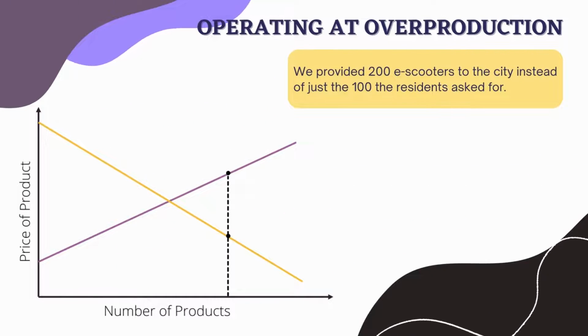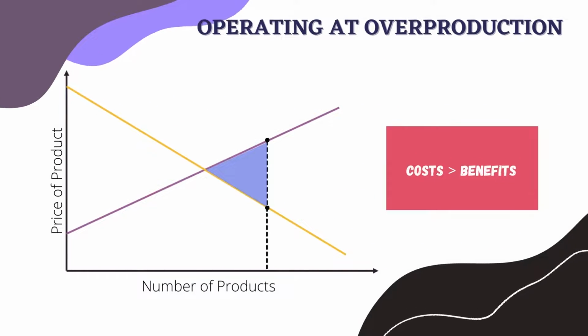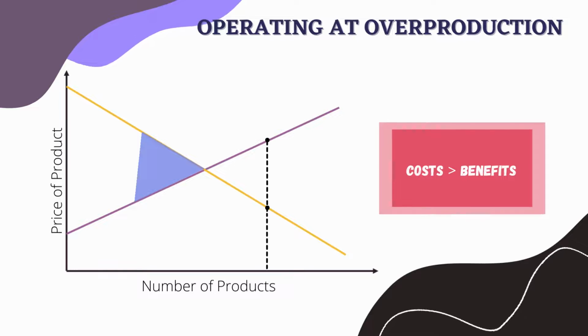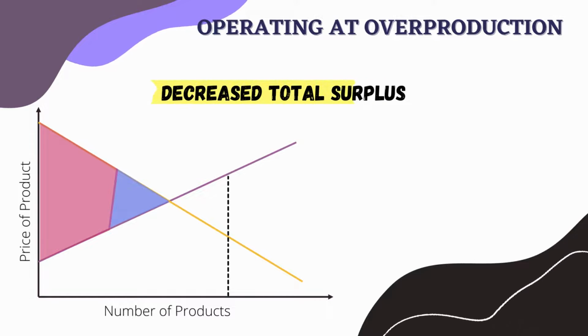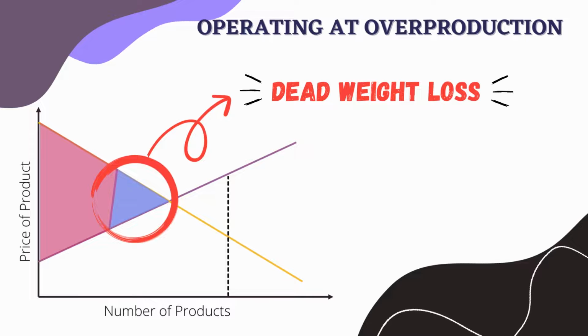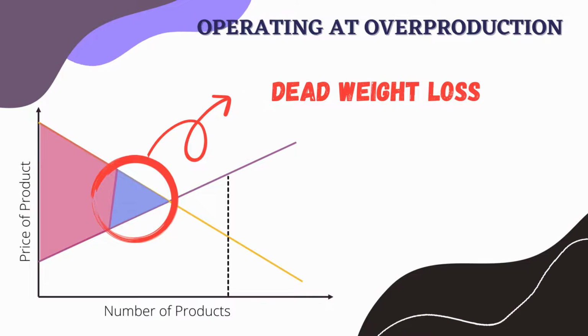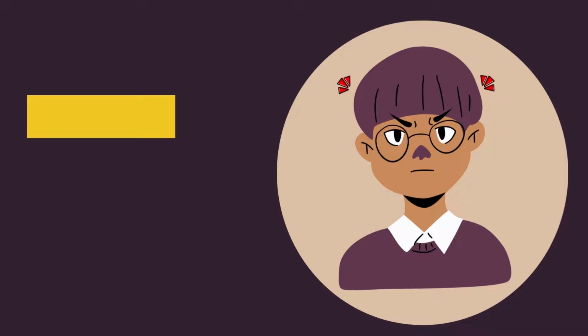If we provided too many scooters, we would have a situation where costs exceed the benefits. This area of the graph represents the loss in social welfare we would experience because it would lead to a decrease in the total surplus of the market. This hiccup in our market is called a deadweight loss.